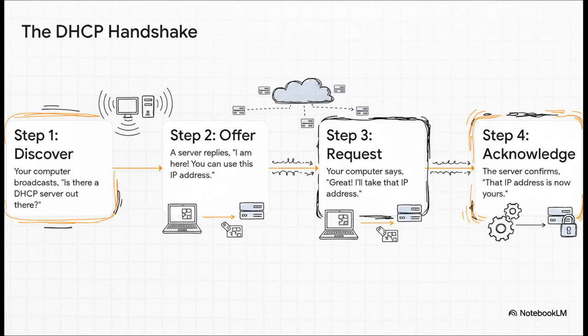It's basically a little negotiation. Your computer just shouts out to the network, "Hey, anyone got an IP address for me?" A server on the network replies, "Yep, I'm here. You can use this one." Your computer says, "Awesome, I'll take it." And the server finishes with, "Great, it's all yours for a little while." And bam, just like that, you're on the network.